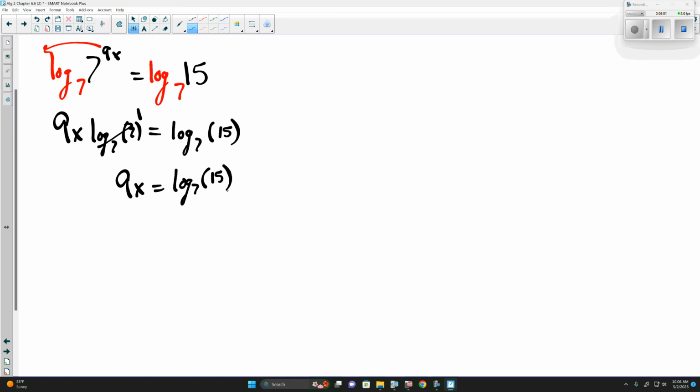Up to this point, after applying log base of whatever the number is to both sides, we ended up getting the variable by itself, yes? Is the variable by itself? So what do we need to do to both sides? Divide by 9.